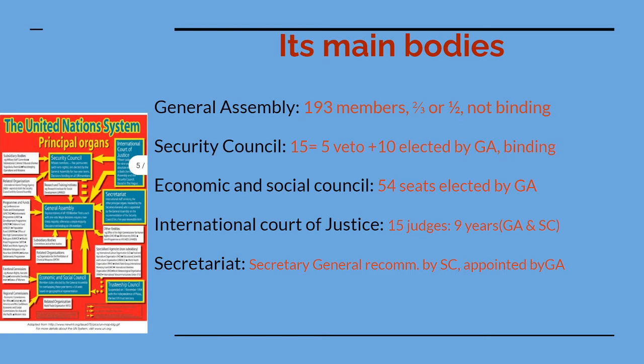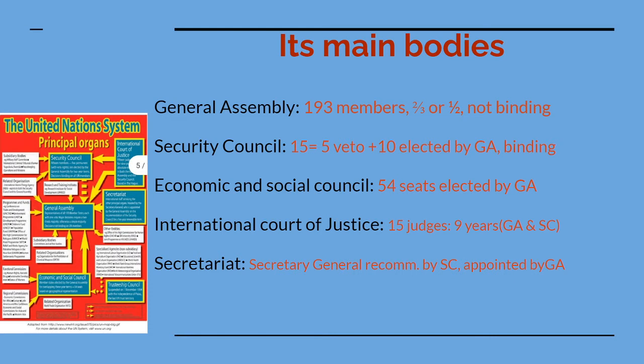The first is the General Assembly, which has 193 members, and the decisions of the General Assembly are to have either a 2/3 majority, or in some cases only a simple majority. But the decisions of the General Assembly may not be binding on the members of the UN.